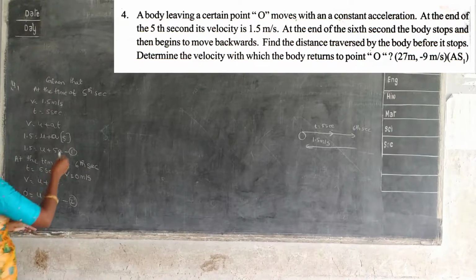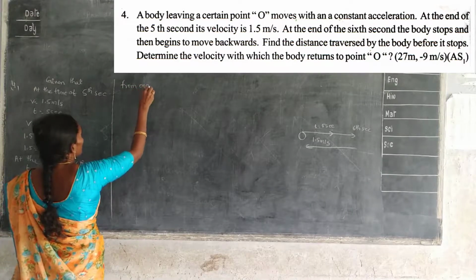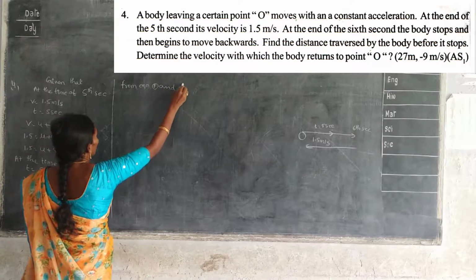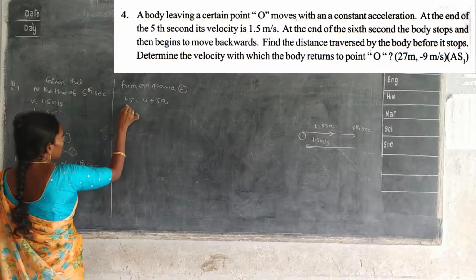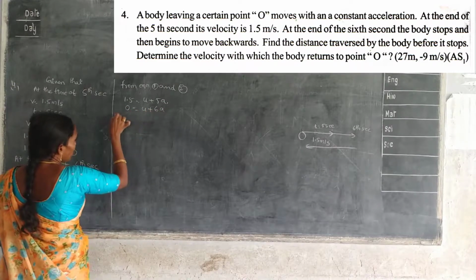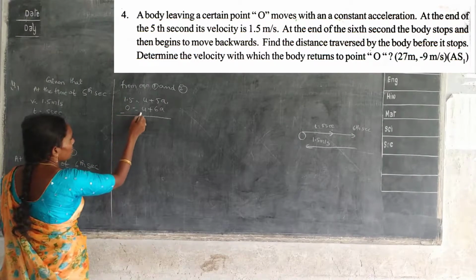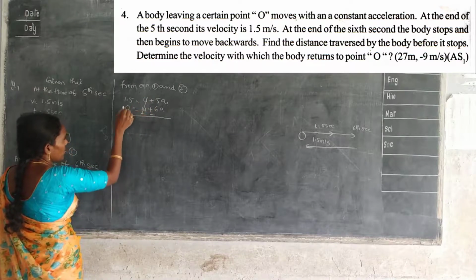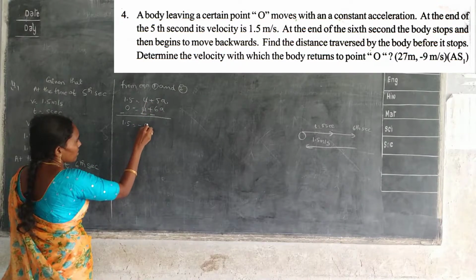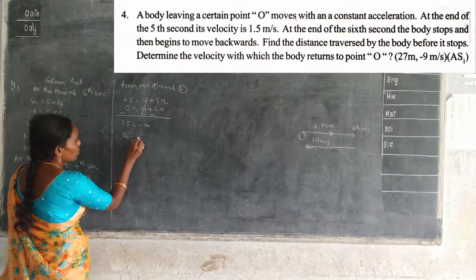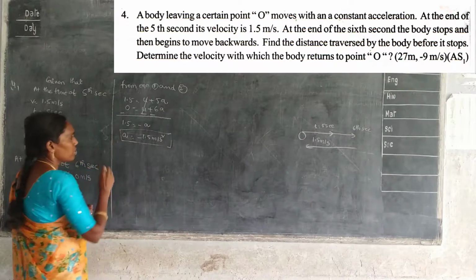From equations 1 and 2, here 1.5 is equal to u plus 5a and 0 is equal to u plus 6a. Subtract equation 2 from 1. Here u and u get cancelled. Here 1.5 is equal to minus 6a plus 5a, which is equal to minus a. Okay? Here a is equal to minus 1.5 meter per second square.